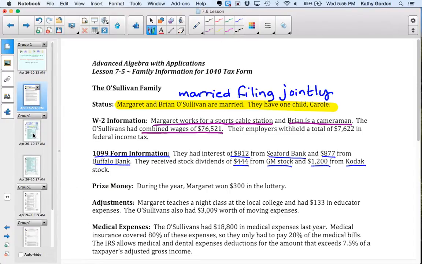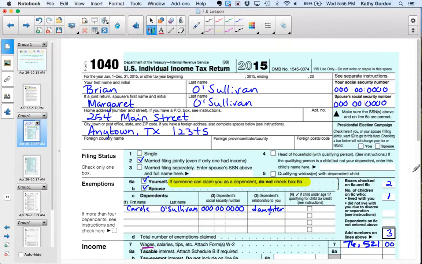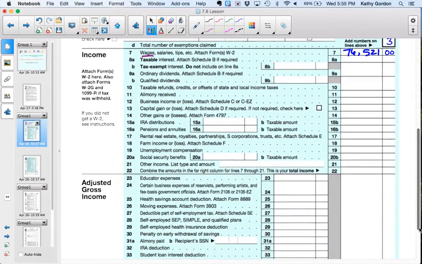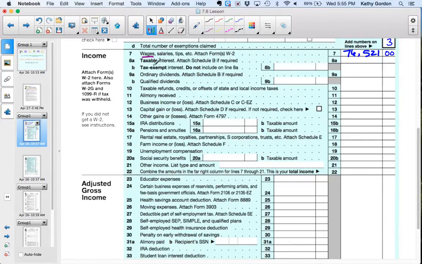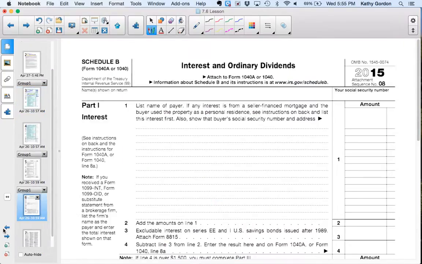Okay, so when we go back to our form here, our taxable interest has the Schedule B listed with it. So we're going to go to Schedule B, which looks like this. And basically there are 2 parts to this. There's the interest part and there's the dividends part. In the interest part, we need to list the places from which we are earning interest. Okay, so list the name of the payer.